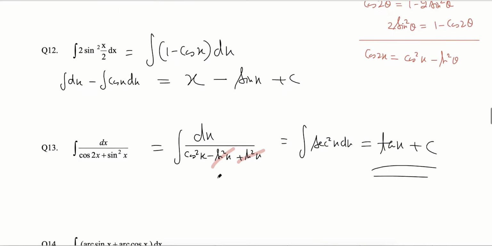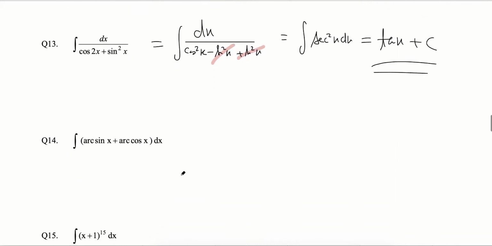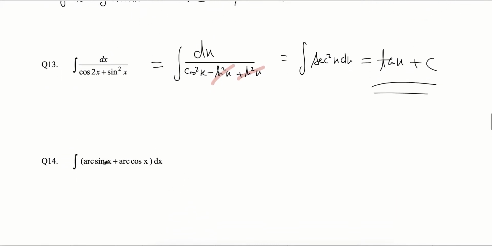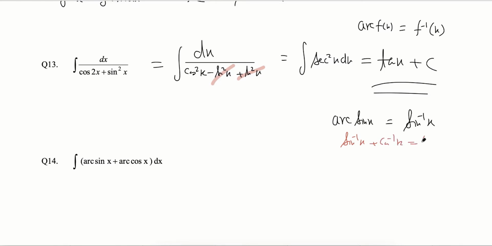Am I right? Yes. Next. Again, a very simple question. Some of you may wonder what arc sine x is. Arc sine x means sine inverse x. Whenever we put arc in front of any function, if I say arc f x, that means I'm talking about f inverse x. So this question is sine inverse x plus cos inverse x. Again, trigonometry is coming into the picture. Sine inverse x plus cos inverse x is always equal to pi by 2.